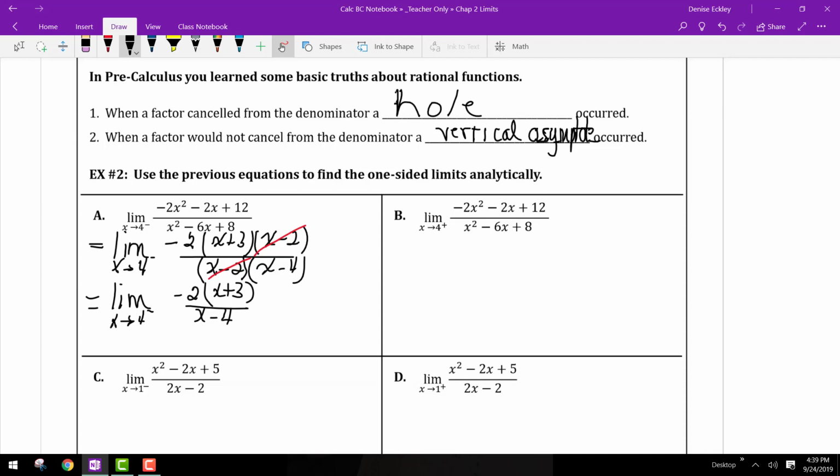So what we have to figure out is, from the left, where is this headed? If I use a value like 3.9, what is going to happen here? In the top, I'm going to end up with a negative number because I'll have 6.9 times a negative number. On the bottom, I'm going to have 3.9 minus 4, so it'll give me another negative number. So our limit is going to end up being positive infinity.